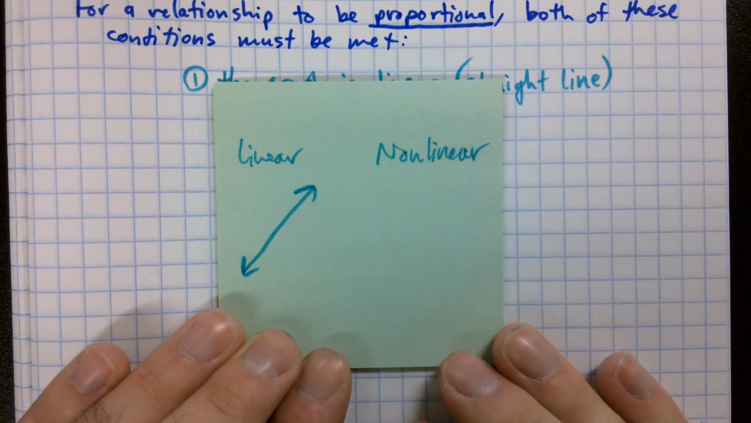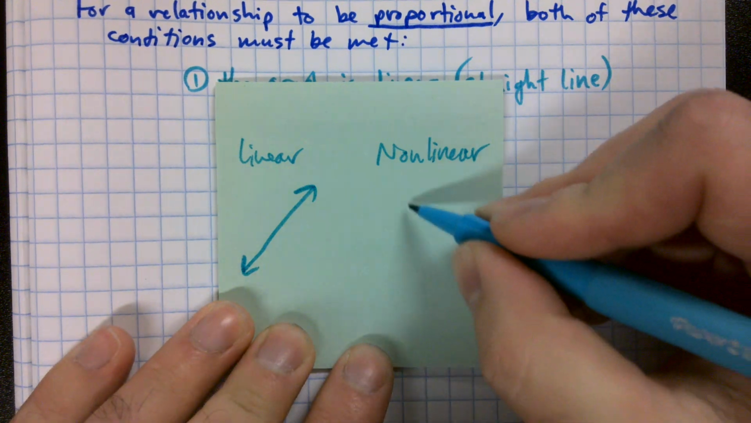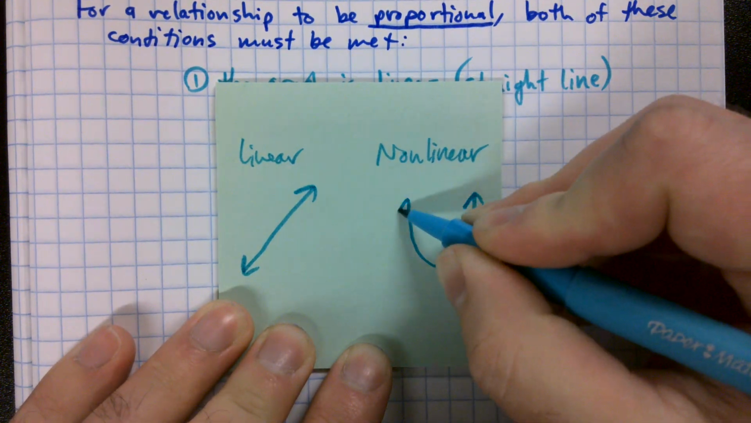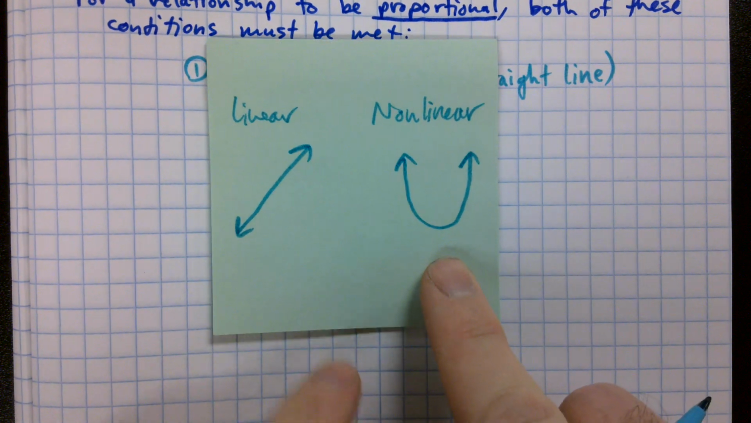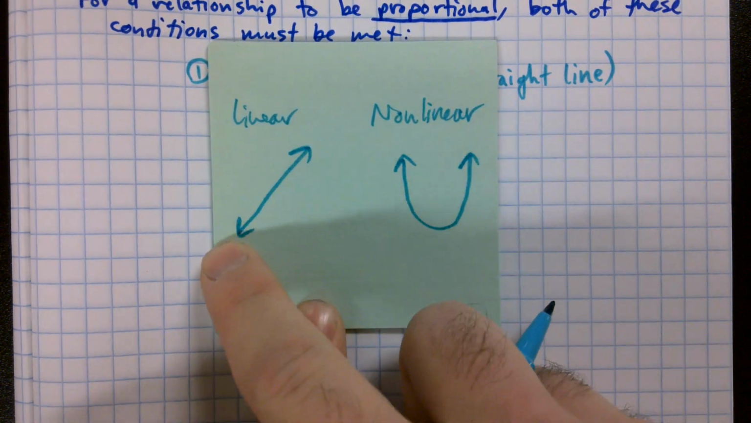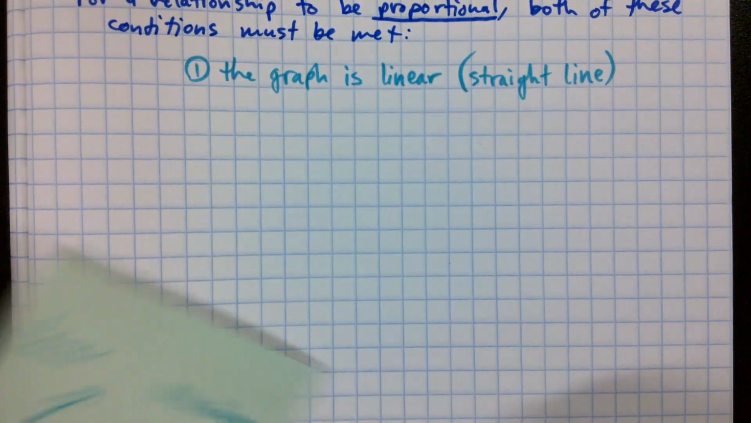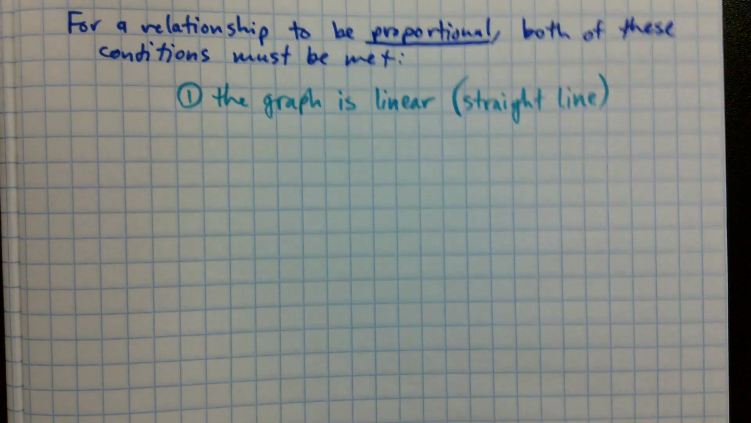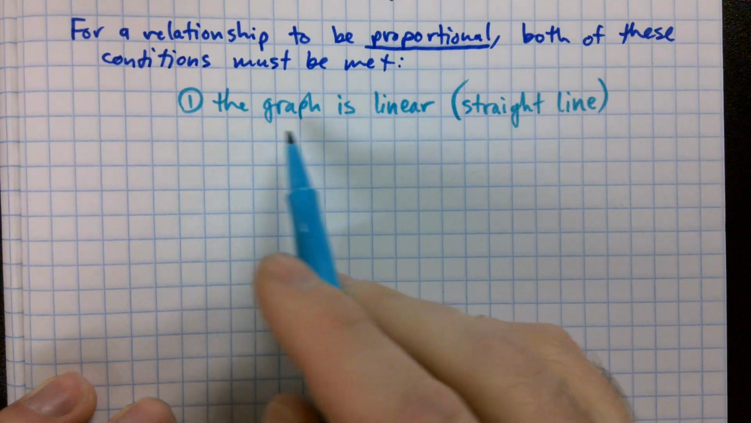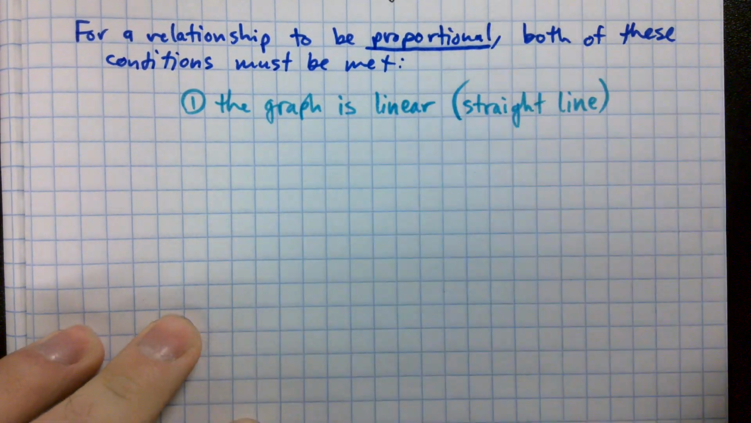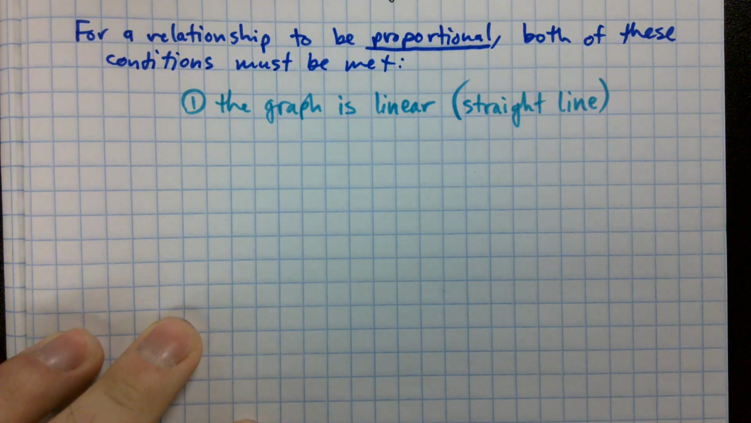There is a linear line. That would be a non-linear line. Is this line here straight? No, it's curved, like a U. But this line is straight. That is linear. So if we're looking at a graph and we're asking ourselves, is this proportional or not? The first thing you ask yourself is, well, is it a straight line? If it is, that first condition is met.